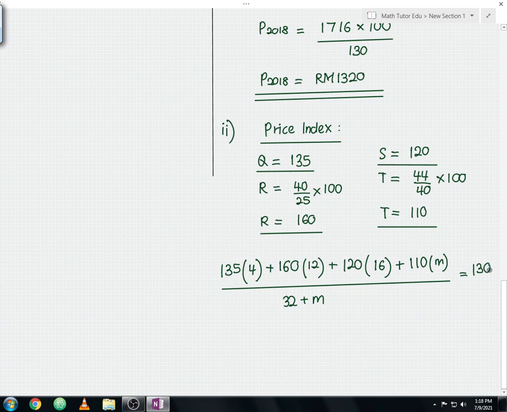Okay, so from here let us start to solve one by one. You solve the numerator. Please wait, guys, it's a bit lagging. So from here 4,000 300 80 plus 110M, you divide by 32 plus M, and then equals to 130.